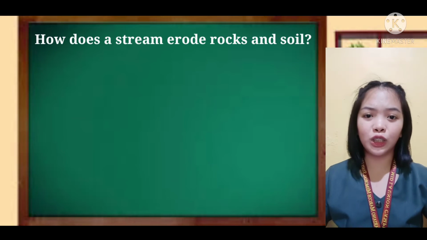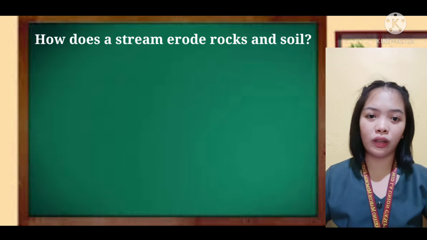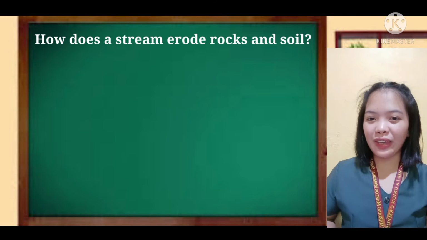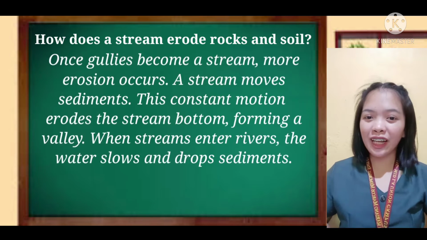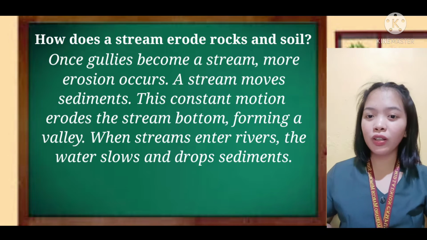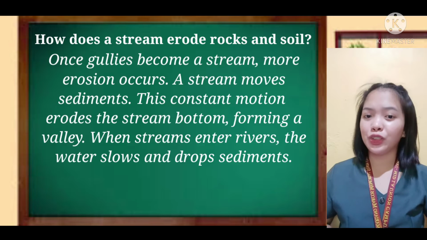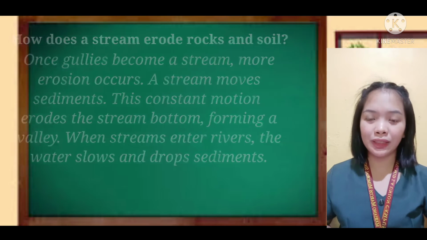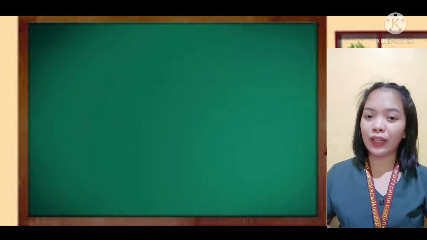So how does a stream erode rocks and soil? Anyone? Okay, very good. Once gullies become a stream, more erosion occurs. A stream moves sediments. This constant motion erodes the stream bottom, forming a valley. When streams enter rivers, the water slows and drops sediments. So let's proceed to the next one.